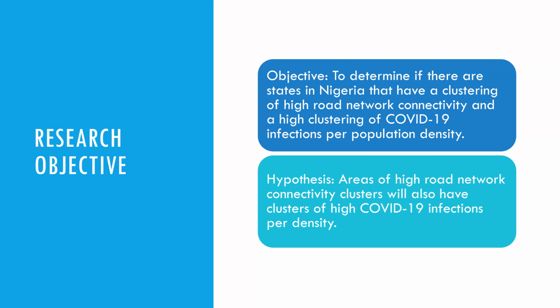The objective is to determine areas that have high COVID infection totals per population density, along with whether there is a high clustering of road network connectivity. My hypothesis is that there will be areas of high road network connectivity clusters, along with areas of high COVID-19 infections per density clusters.